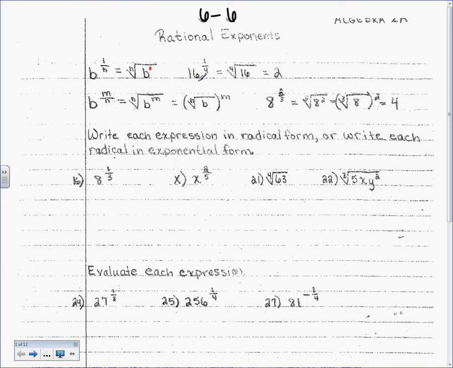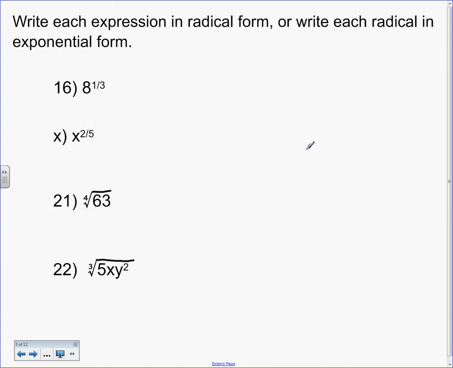So for example, if you have 16 to the 1/4, that's the 4th root of 16, which if I asked you, would be 2. You're just rewriting it, okay? So write each expression in radical form or write each radical in exponential form. So yours was kind of hard to read, so I did this. We'll see if that's better.